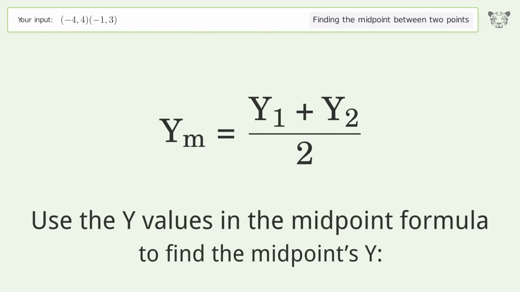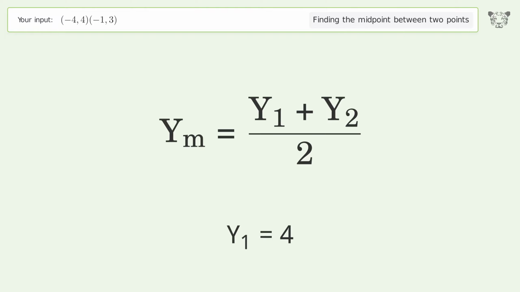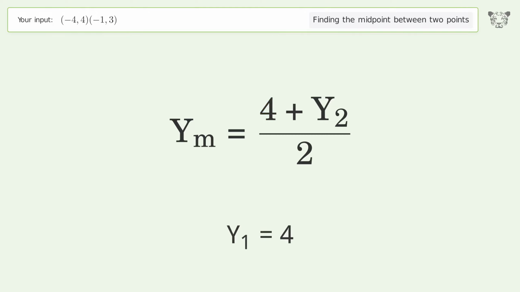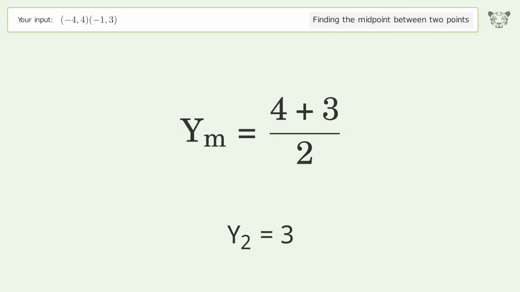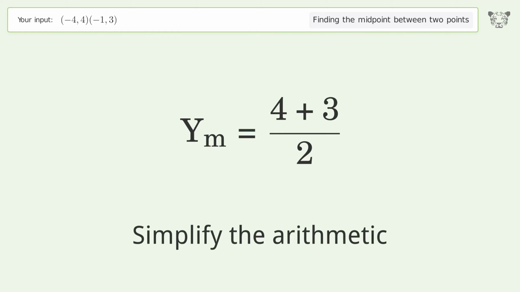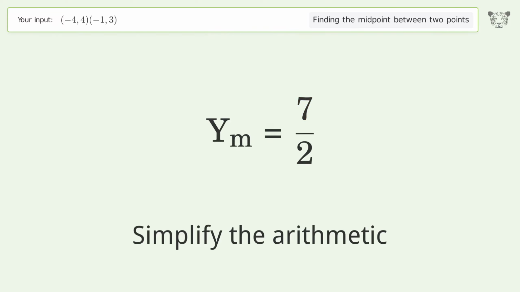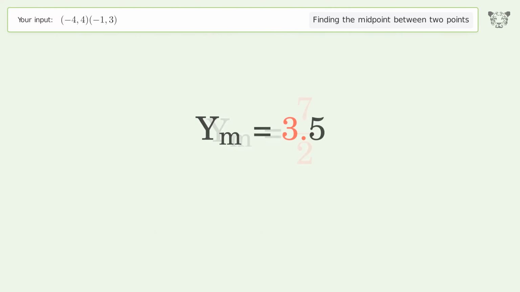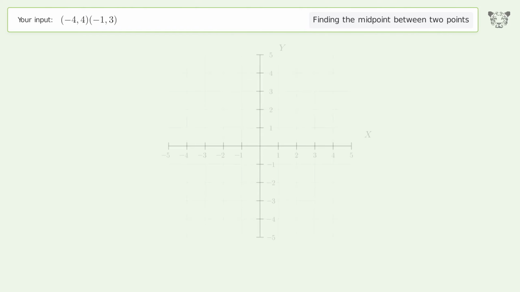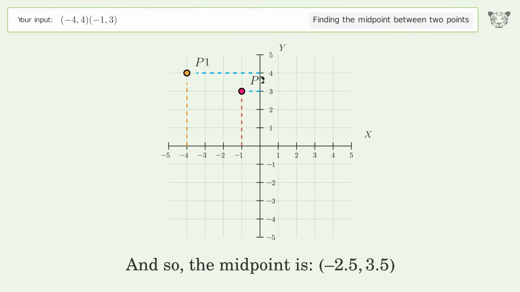Use the y values in the midpoint formula to find the midpoint's y. y1 equals 4. y2 equals 3. Simplify the arithmetic. And so, the midpoint is, negative 2.5, 3.5.